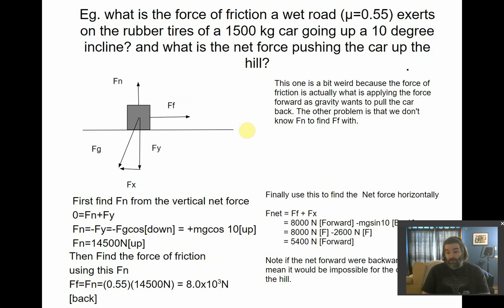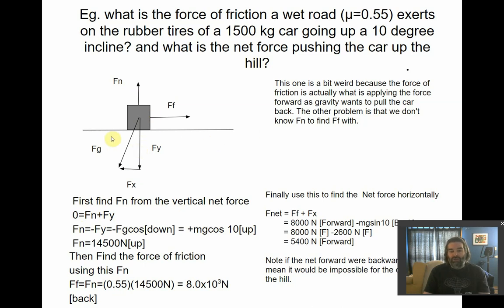So, how do we do it? Well, the first step in all of these is find Fn from the vertical net force. Now, the vertical net force will always be 0 for these questions, okay? I'm not going to give you any where they're sinking to the ground or rising up off the ground. That's just ridiculous. So, the net force will be 0 in the vertical direction. We're just going to look at vertical arrows right now.